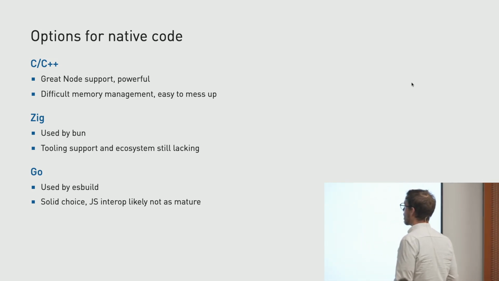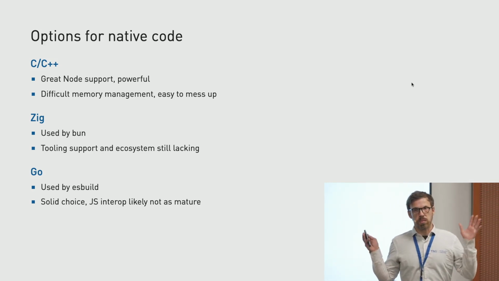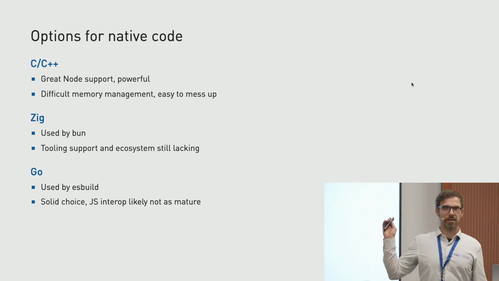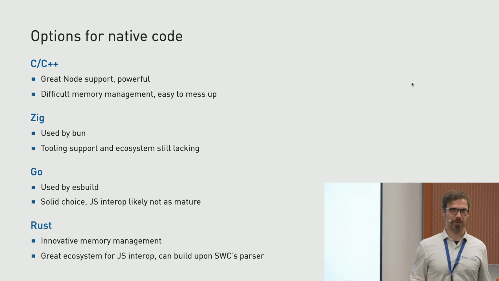There is Go. I think Go is probably a solid choice. esbuild is written in Go, but I didn't want to use Go, because I wanted to, of course, use Rust, because everyone loves Rust.